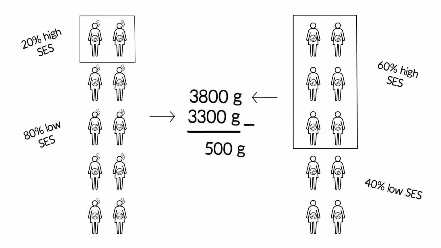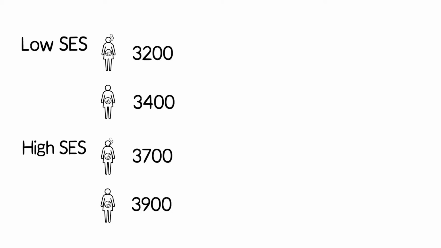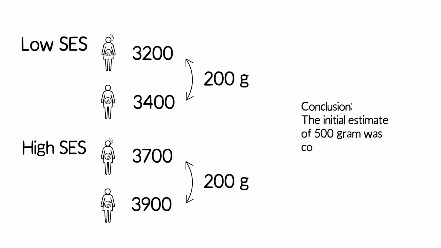As you can see, the difference in birth weight between smoking and non-smoking mothers seems to be 500 grams, but the outcome will be different when conducting a stratified analysis. Let's look at the results. Now, there is a difference of 200 grams in birth weight in the low SES group as well as in the high SES group. We can conclude that the initial estimate of 500 grams was confounded by SES.